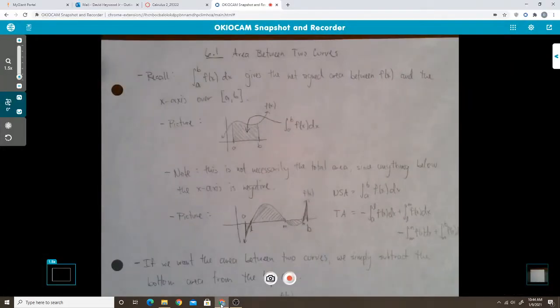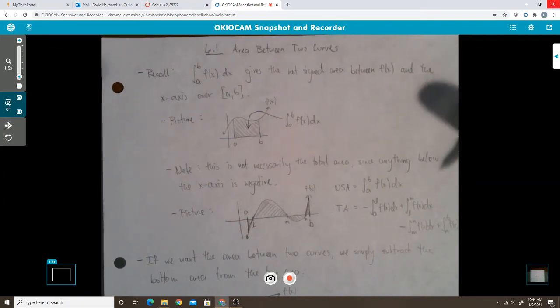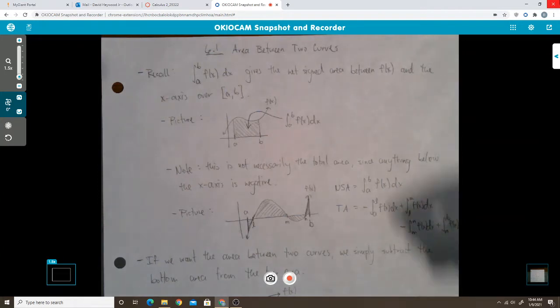All right, let's get started in our first lecture of Math 66 Calculus 2 with a discussion of the area between two curves, finding the area between two curves. So this is section 6.1 of Anton's calculus.